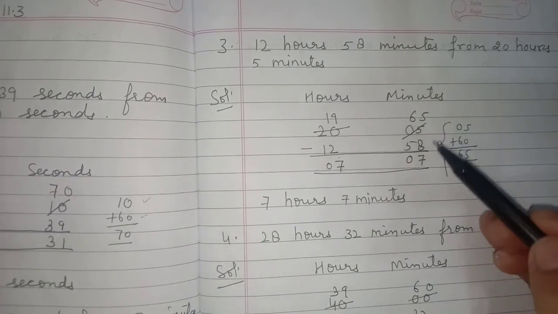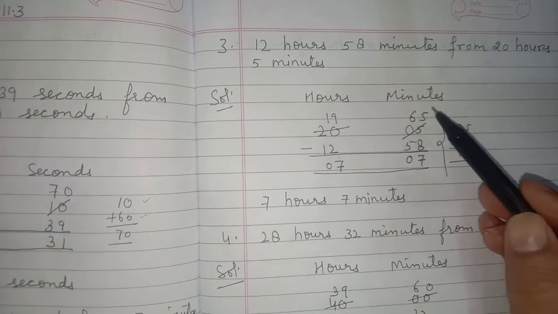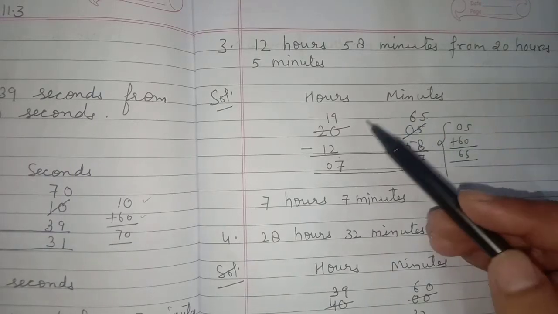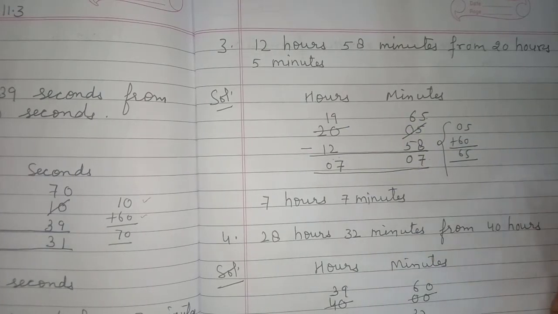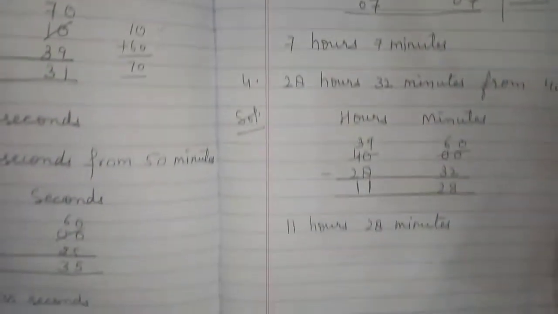Now you will subtract 65 and 58. After subtraction you will get 7. You can do this subtraction somewhere else also, fine. Then 19 minus 12 is 7. So 7 hours 7 minutes will be the answer.